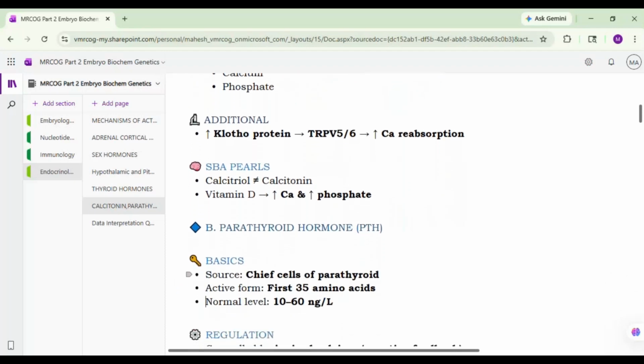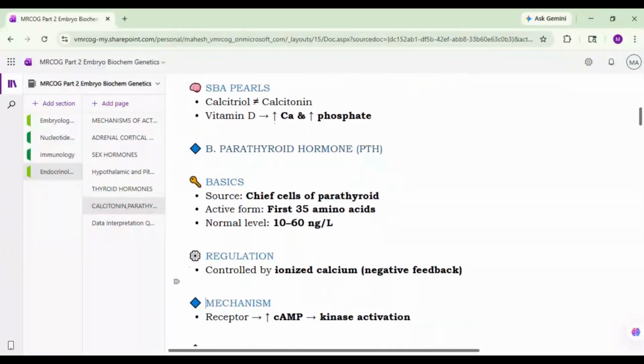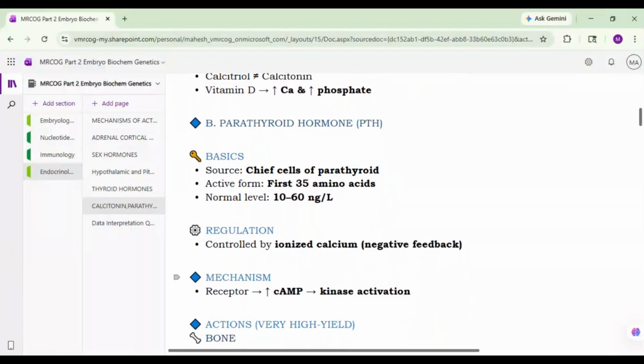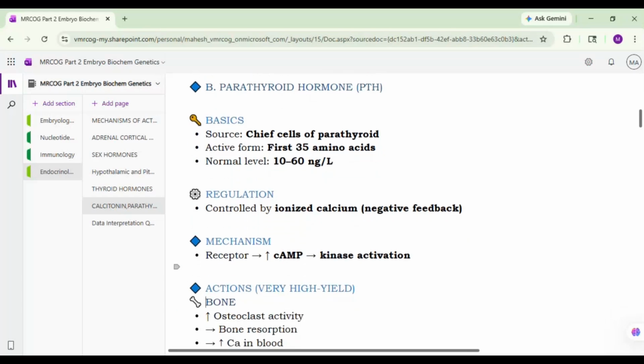Now we go ahead with the next hormone, that is parathyroid hormone. Again, this is an SBA: which cells secrete the parathyroid hormone? These are the chief cells of the parathyroid. The active form is the first 35 amino acids. The normal level is around 10 to 60 nanogram per liter. It is controlled by the ionized calcium.